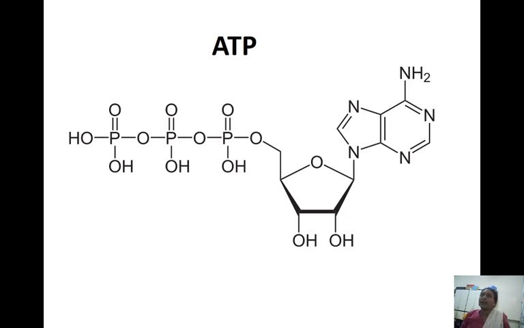Okay, look at the structure of ATP. Here the base is adenine and the sugar is ribose. First adenosine is formed. The 5' hydroxyl group is esterified with the 3 phosphate groups. So between the 3 phosphates there are 2 high energy bonds. Each one on hydrolysis yields 7.6 kilocalories of energy.